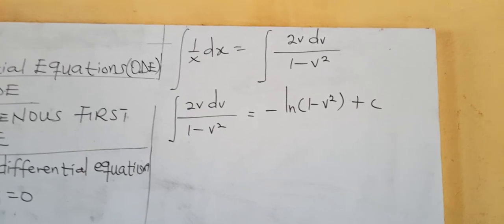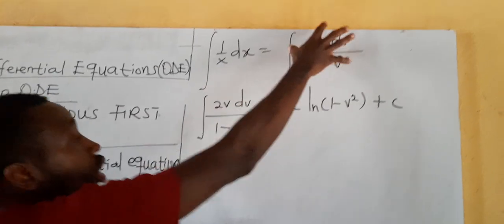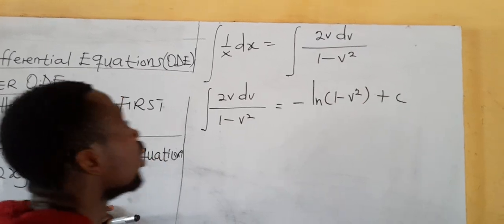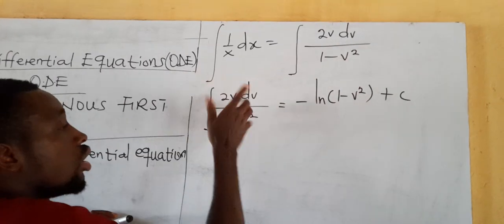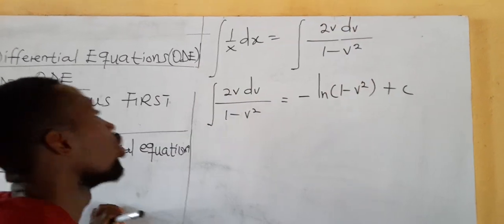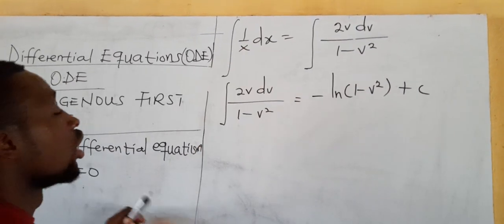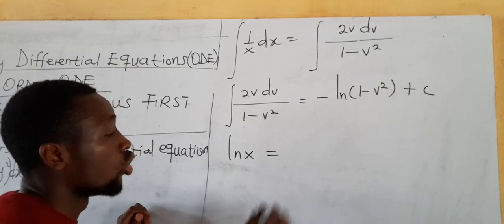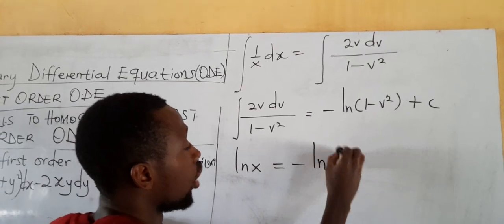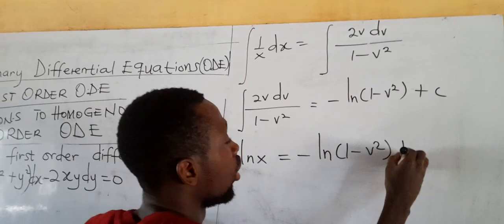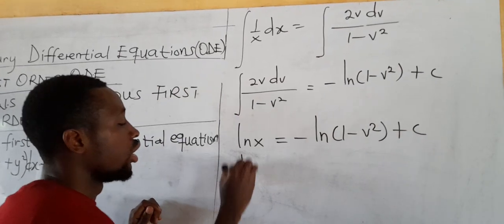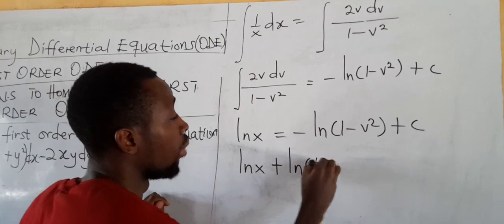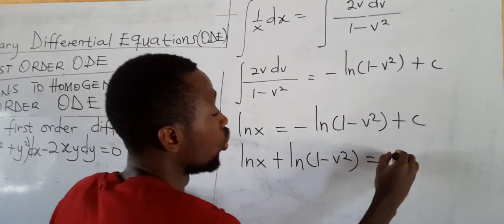Okay, so remember we were able to find the integral of this to be this. So we just substitute this in place of the integral of that. The integral of this, remember, is also ln x. It's equal to negative ln of 1 minus v squared plus c. We can bring this here, so ln x plus ln of 1 minus v squared is equal to c.